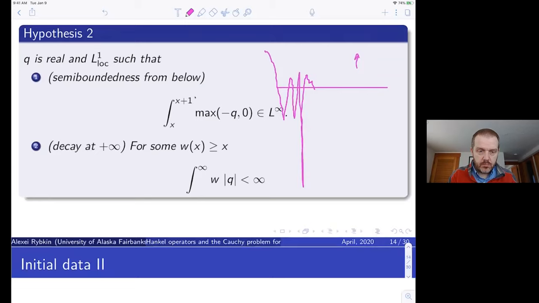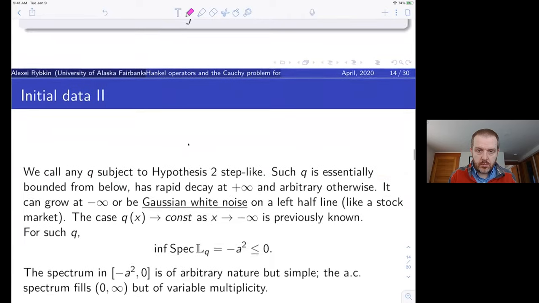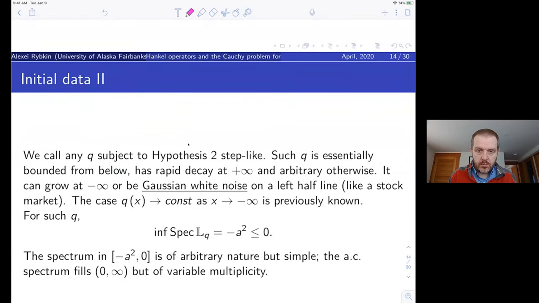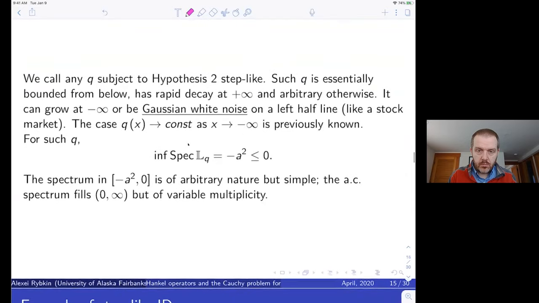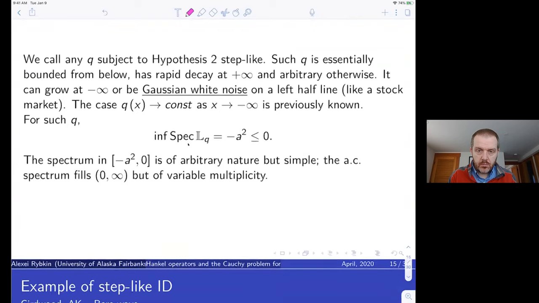Right. Thank you. But it has some decay at plus infinity, and examples would be like crazy stock market, totally arbitrary behavior, white noise, you name it, but the spectrum of such a Schrodinger operator could be pretty wild. It has some structure. The negative spectrum is of totally arbitrary nature. It could be absolutely continuous, could be singular, any nature, you name it. But it's always simple.